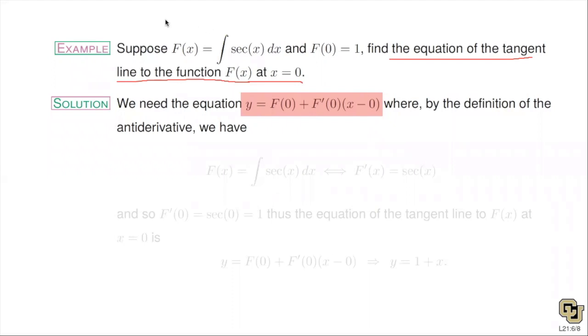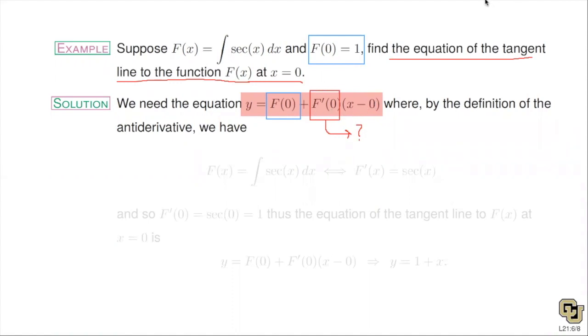So if you look at the pieces, I'm given F of 0. We're told F of 0 equals 1. The piece that's missing is F prime of 0. I need to figure out what F prime of 0 is, because we have F of 0, and x minus 0 is just x. I need to figure out F prime of 0.